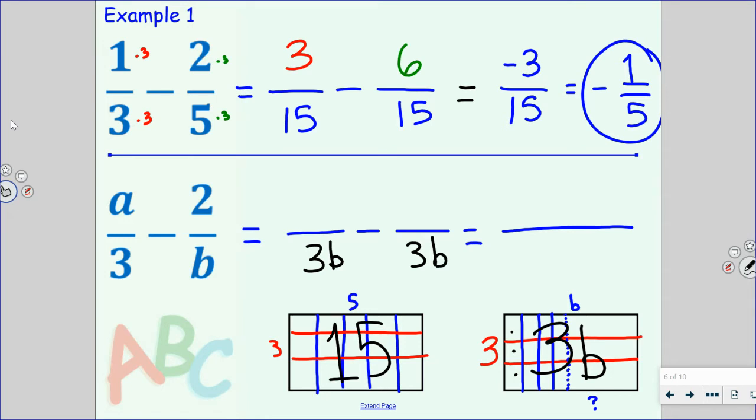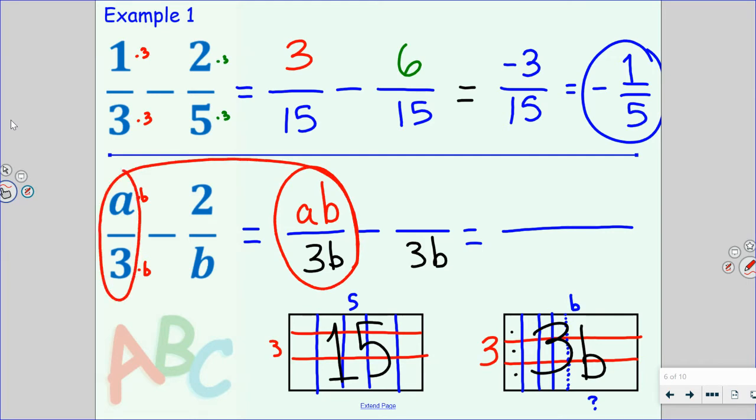All right, but naturally, what we cannot say is that A over 3 is the same as A over 3B. After all, this had to get cut up B times to get to 3B. So let's be fair to the numerator. And therefore, our new numerator is AB. Now again, to be very clear, AB over 3B is the same as A over 3. Those are equivalent fractions. I guess you could say they're just different size slices.